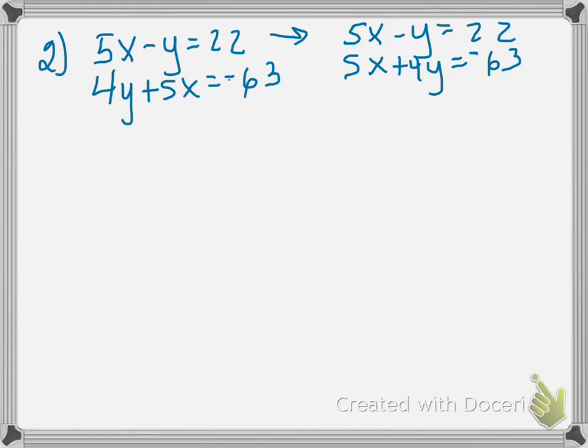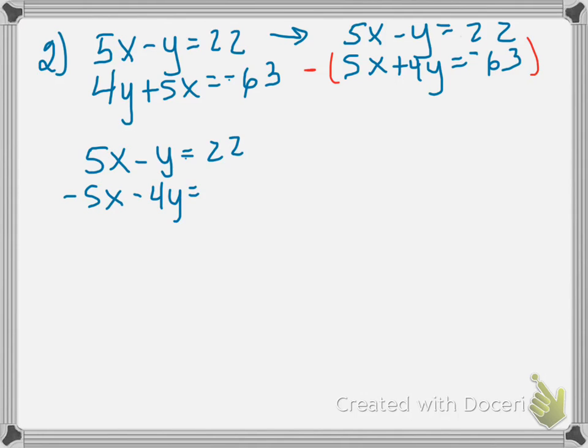Alright, so I'm going to actually take and multiply a negative 1 to the bottom. So I'm going to rewrite these two equations. So the first one was 5x minus y equals 22. The other one is going to now be negative 5x minus 4y equals a positive 63. Now remember, that negative gets distributed to every one of these, so it changes all of the signs.